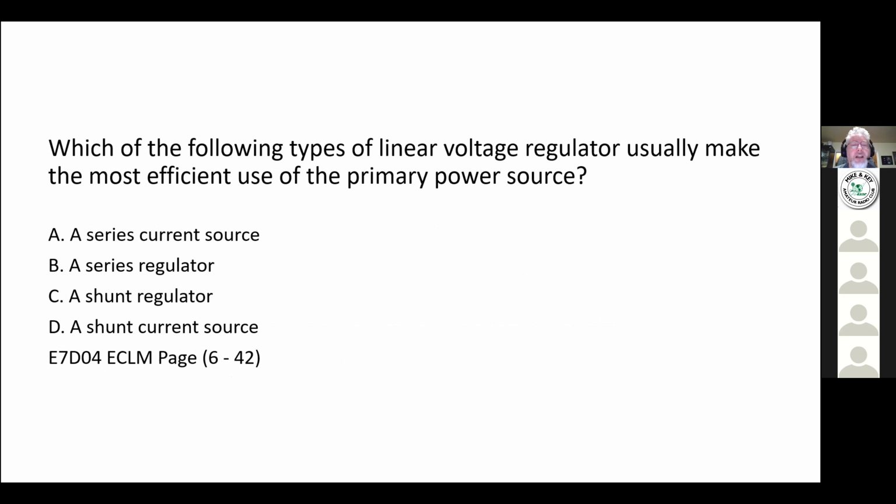Which of the following types of linear voltage regulator usually make the most efficient use of the primary power source? A, a series current source. B, a series regulator. C, a shunt regulator. Or D, a shunt current source. The most efficient use is Bravo, a series regulator.